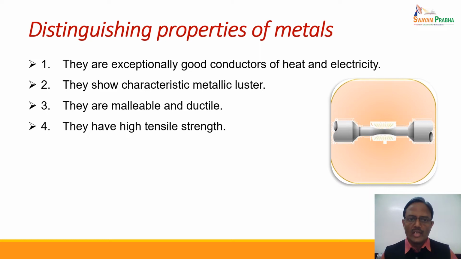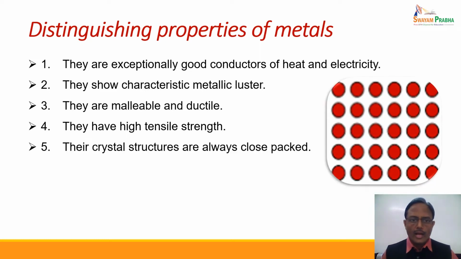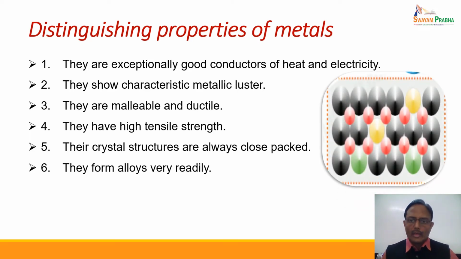So they are having very high tensile strength, and their crystal structures are always close packed. The atoms are arranged in a close packed manner. They have a tendency to form alloys very readily. So we will find a large number of alloys like brass, bronze, etc. formed by these metals, and these alloys have got slightly improved properties in terms of their strength, in terms of their durability, etc. as compared to the native or pure metals.